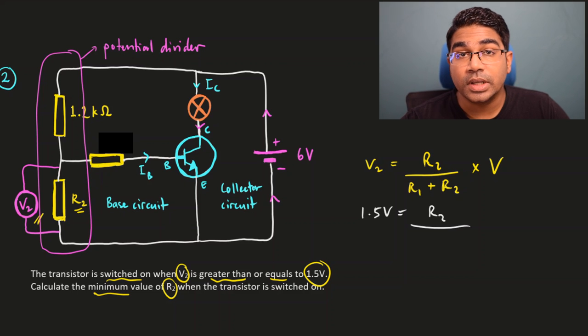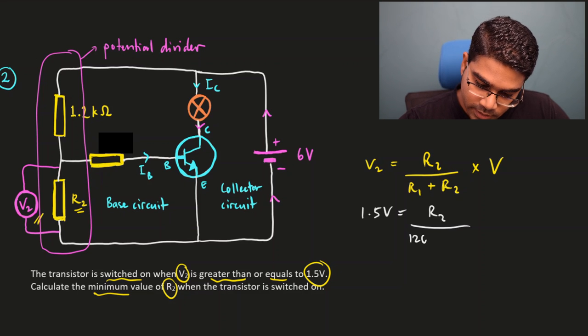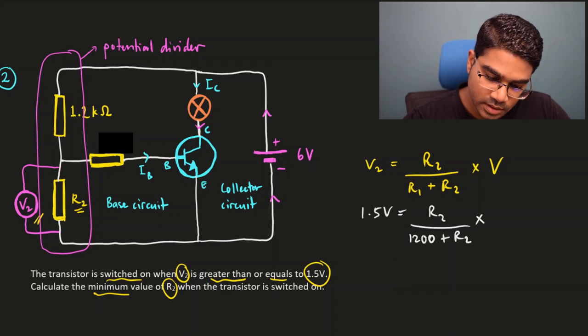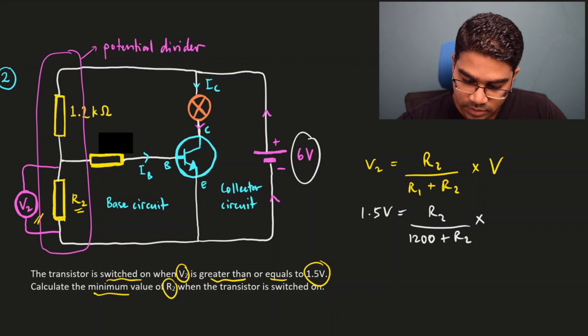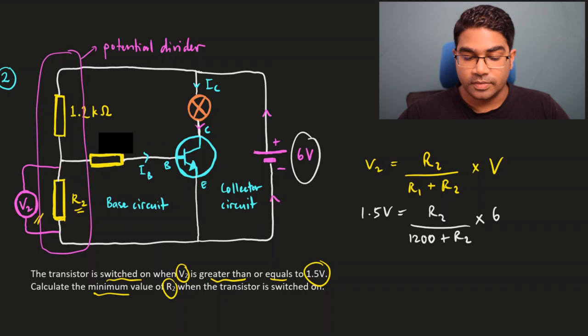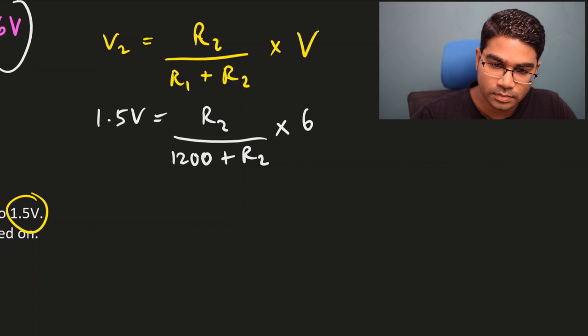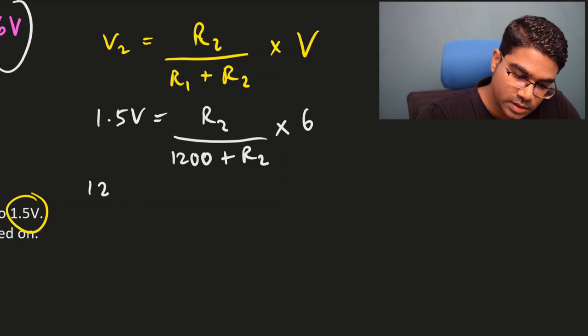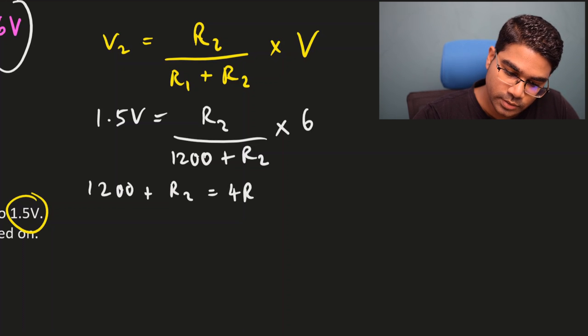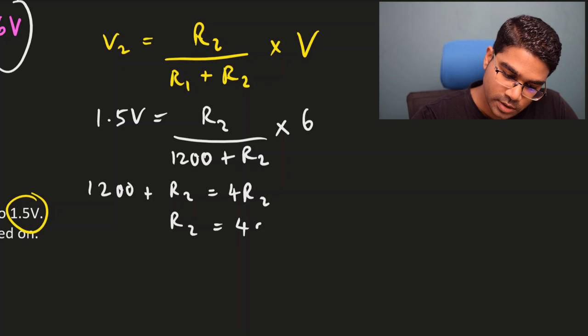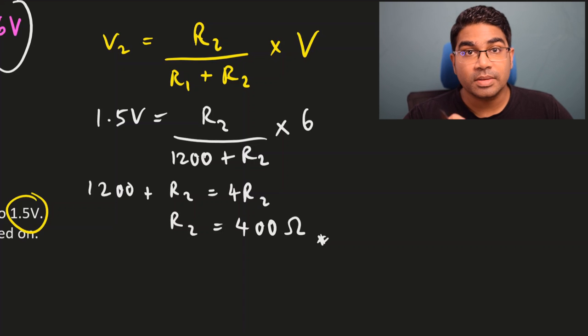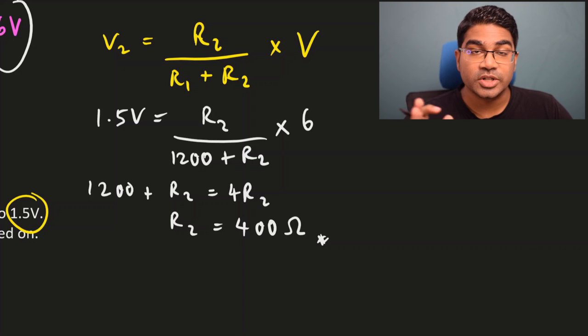So let's put that in, 1.5 volts equals, so we want the value of the resistance over the sum of resistances. R1's value is 1.2 kilo ohms, so 1200 plus R2, times V. V here is the EMF of the dry cell, 6 volts, times 6. Now we just have to work this out. We will get 1200 plus R2 is equal to 4R2. So when you work this out, you will get R2 is equal to 400 ohms. This is the minimum value of R2 for the transistor to be switched on.